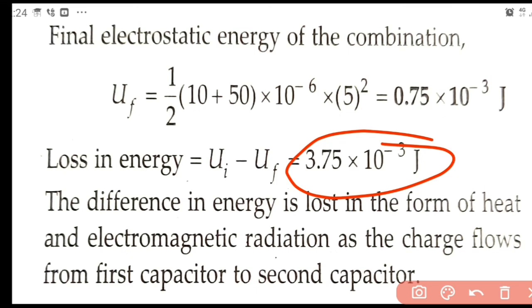Just subtract. So what happens to that difference in energy? That energy is actually lost. It is lost in the form of heat and electromagnetic radiation as the charge flows from the first capacitor to the second capacitor. So when the two charged capacitors are connected together like this, there is loss of energy, and that loss of energy is in the form of heat and electromagnetic radiation.